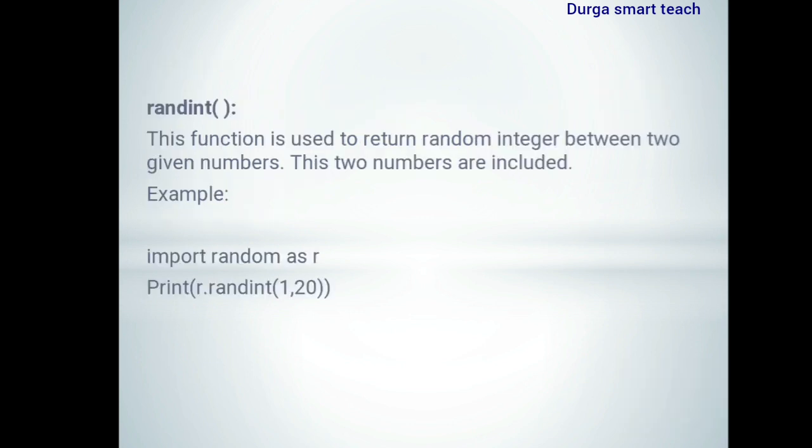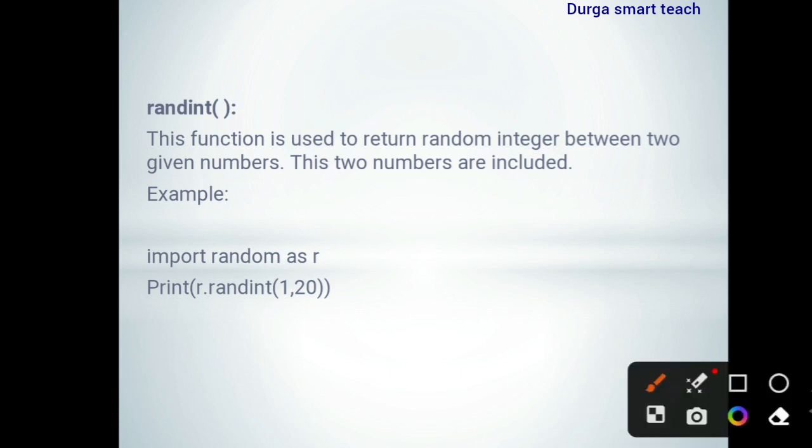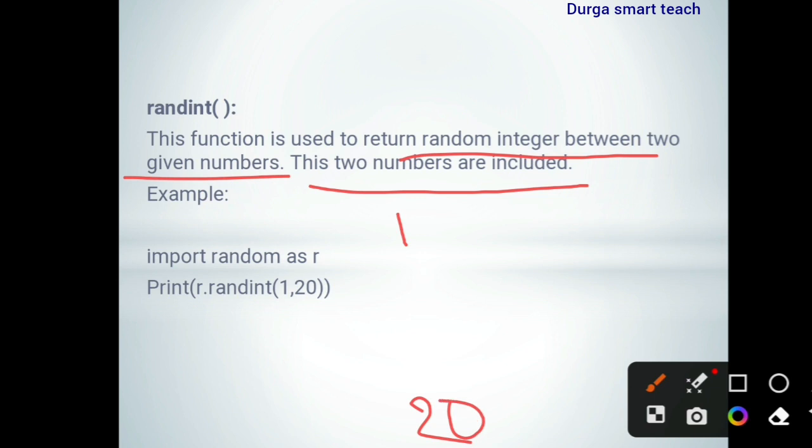If you want an integer random value, you can use this function to return random integers between the given numbers. So I want to generate one random number from 1 to 20. In this case you need to use randint. These two numbers are included. So here 1 to 20, I want one random number.